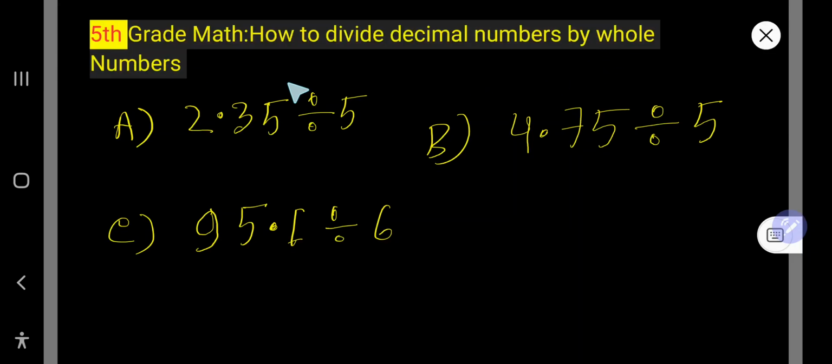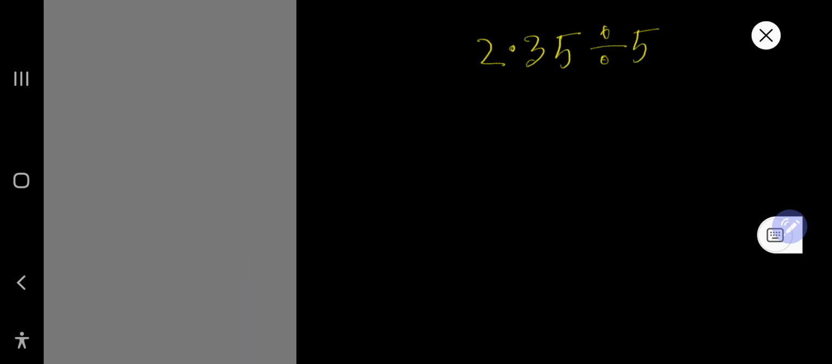Fifth grade math. How to divide decimal numbers by whole numbers. This is a decimal number. We would like to divide this decimal number by this whole number. And here are three examples that will help you to understand how to divide a decimal number by whole numbers. So let's start with the first example.